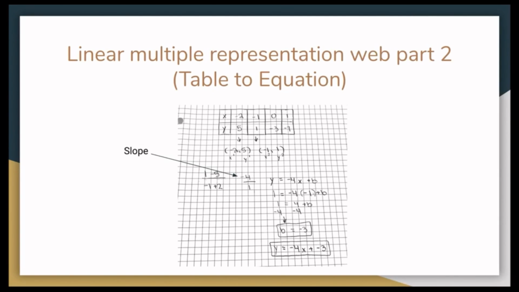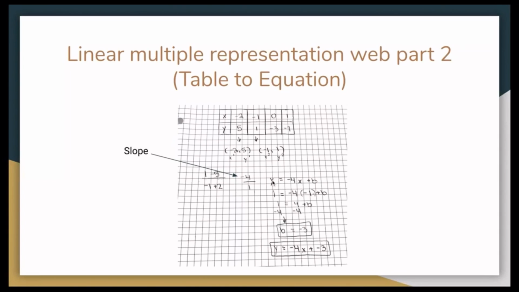Table to equation. So you take 2 x's and 2 y's from the table, and you put it down at the bottom, x1, y1, x2, y2. And then you put that next to each other. So you put y2 minus y1, which gives you -4. And then x2 minus x1, and that gives you 1. So your final slope is -4.